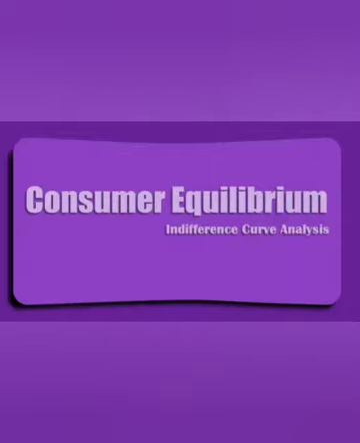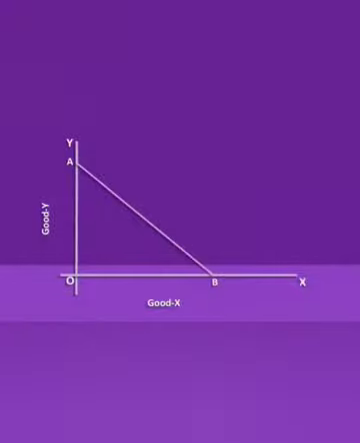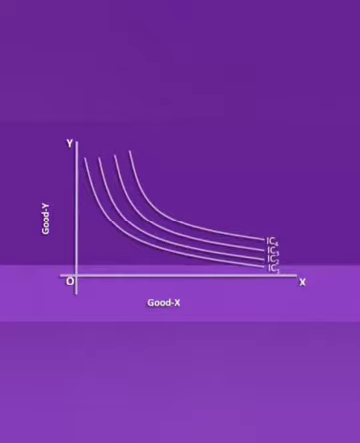We can study the consumer equilibrium in terms of indifference curve analysis. The two tools that we are going to use in this connection are the indifference map and the budget line. And these two concepts we have discussed already. Indifference map exhibits the consumer's preference of various combinations of two goods, say good X and good Y.